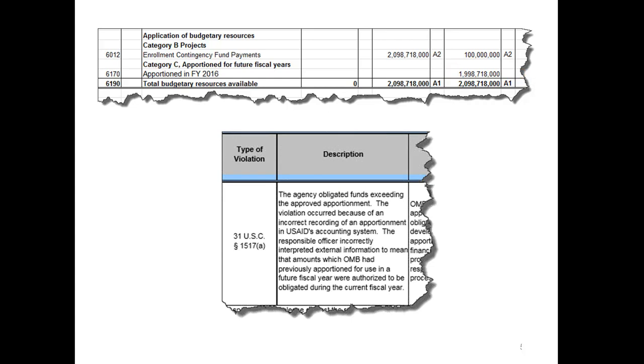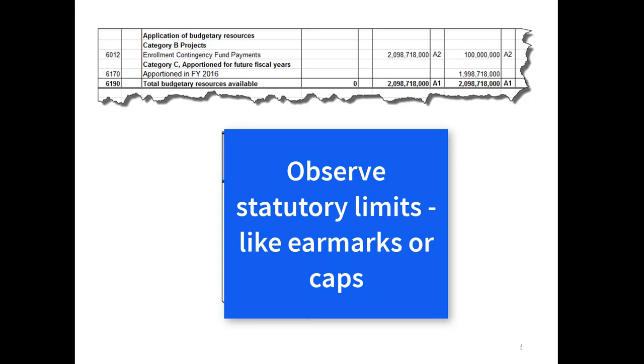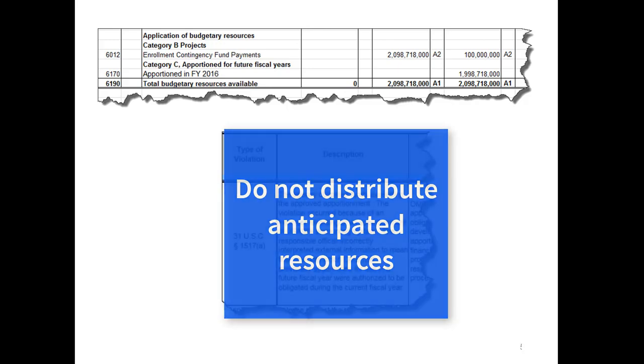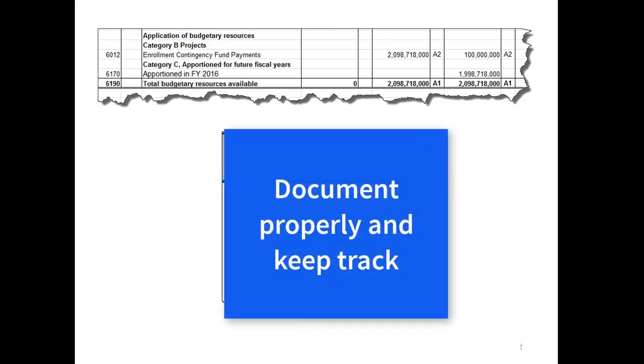If you have funds apportioned in Category C, future fiscal years, be sure these funds are apportioned as a subsequent quarter in your accounting system, or you could have a violation like USAID's when they obligated Category C funds that had not been properly recorded. In addition to these examples, you should also use your accounting system to observe statutory limits like earmarks or caps. You should not distribute anticipated resources, and you should document properly and keep track of your obligations versus availability.